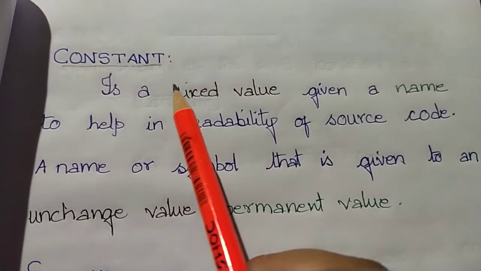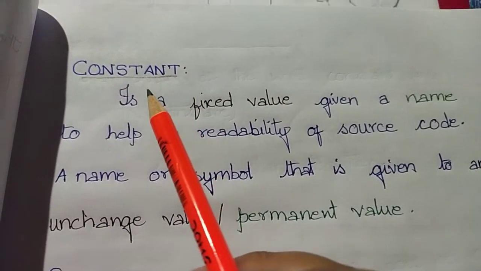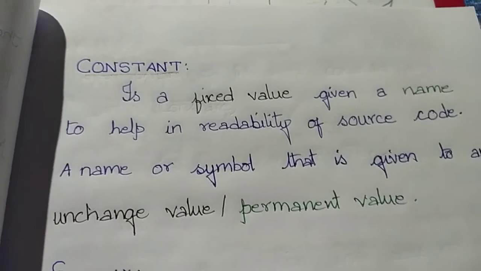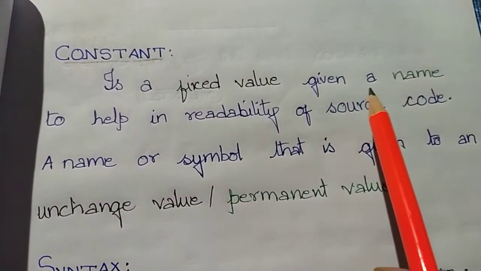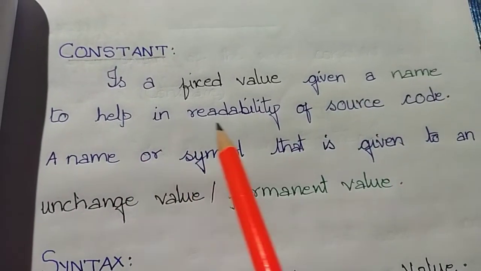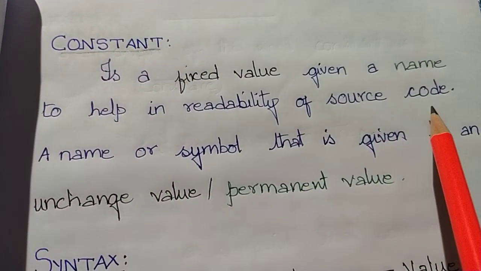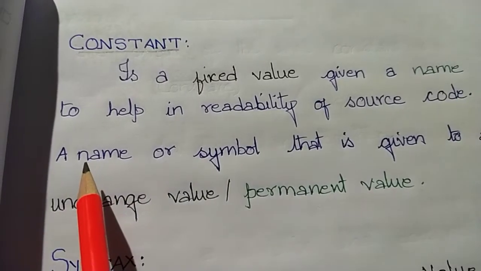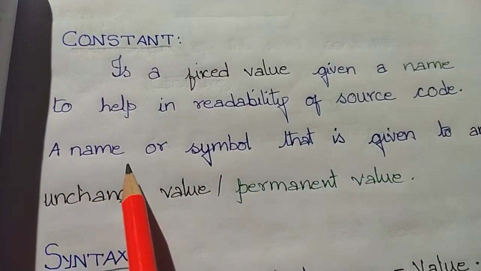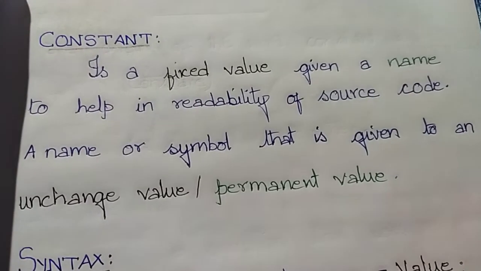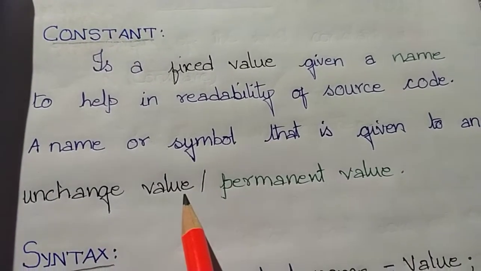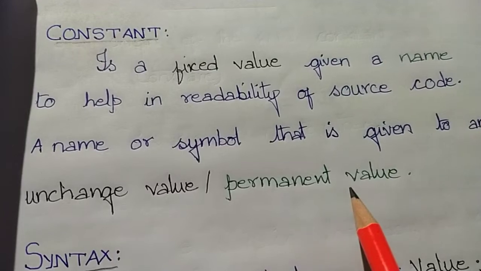So when we talk about computer science, constant can be defined as a fixed value given a name to help in readability of source code, or we can also define a constant as a name or symbol that is given to any unchanged value or a permanent value.